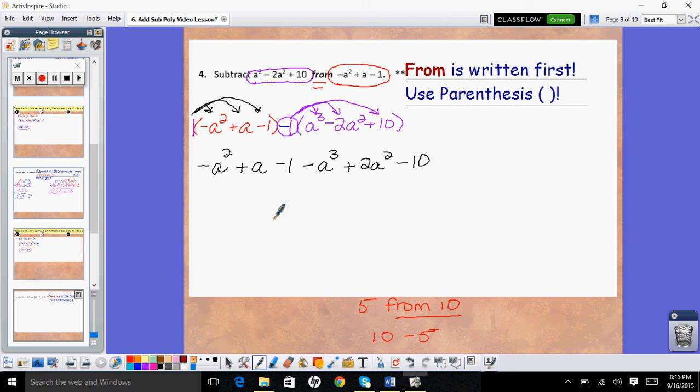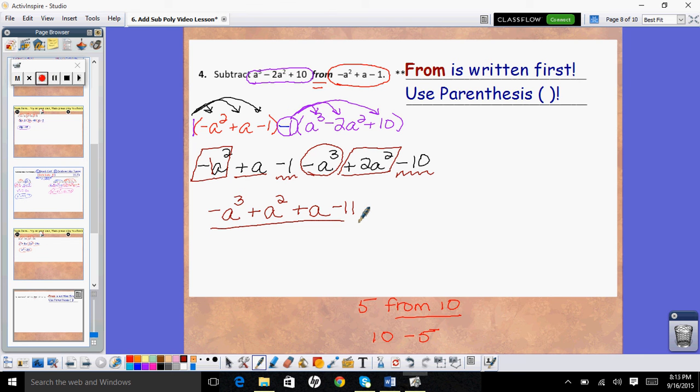Now we're ready to combine like terms. I look for my highest exponent. I find it here. There are no other a cubes. So my first term is negative a cubed. Next, I have negative a squared plus 2a squared. Negative 1 plus 2 is a positive 1a squared. I then have a. There are no like terms for a, so I have positive a. Negative 1 minus 10 more is negative 11. My final answer has 4 terms in standard form.